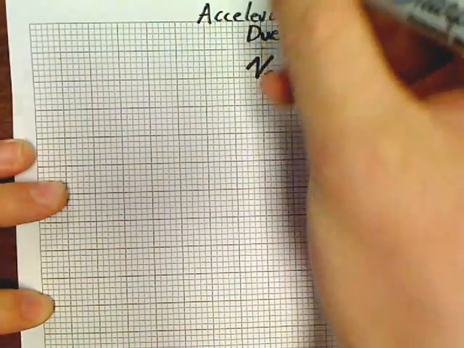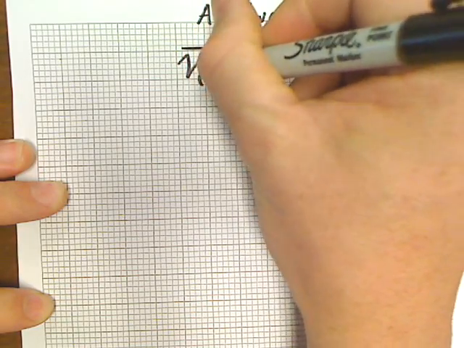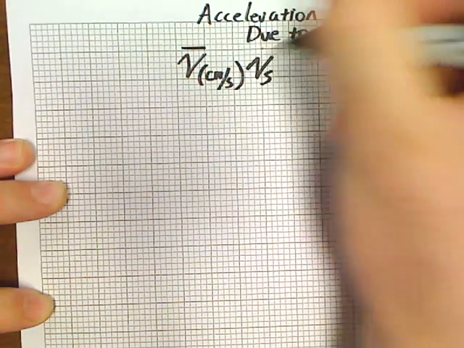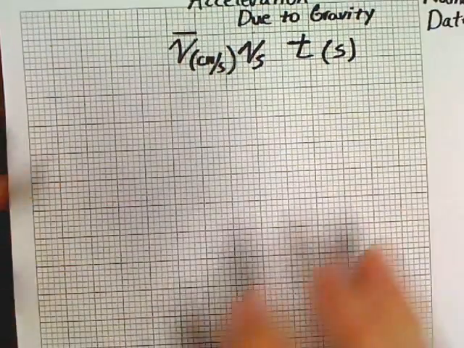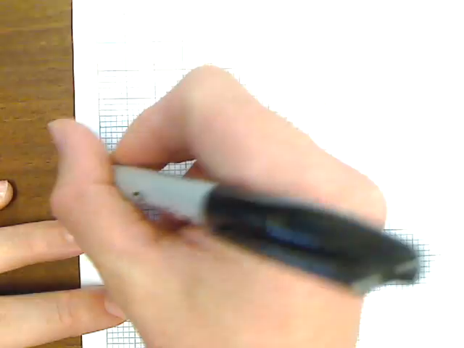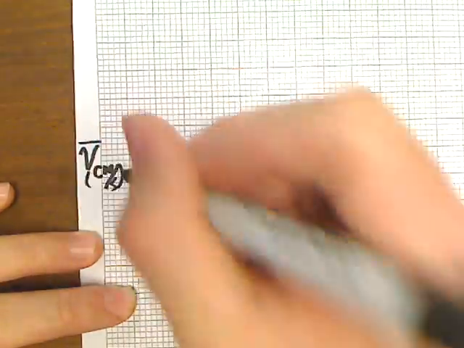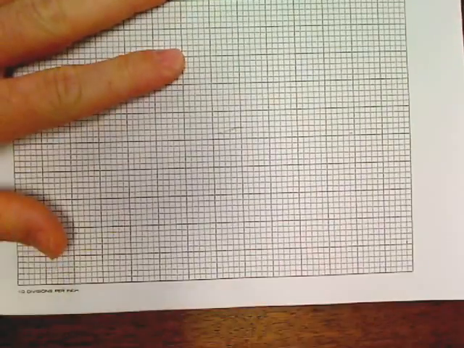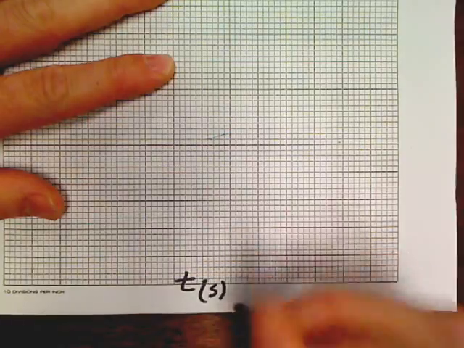My graph is going to be a graph of velocity, average velocity in centimeters per second versus time in seconds. So that's what my axes of this graph are going to be. So my left axis over here is going to be velocity or average velocity in centimeters per second. Again, I'm writing huge because of this little video thing here. The bottom, I'm going to have time in seconds.